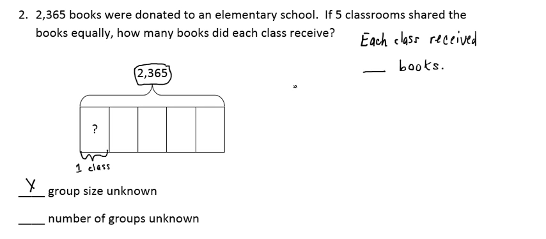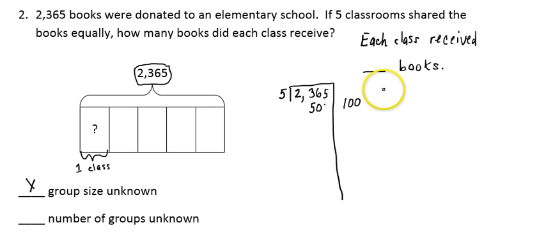And again, I'll use the partial quotient method to do my division. So 2,365 is the dividend. And since I'm dividing those among 5 classrooms, 5 is my divisor. 2,365, that's a pretty big number. So I think some students would start with 100. So 100 times 5 is 500. And then if we subtract, we still have over 1,000 left.